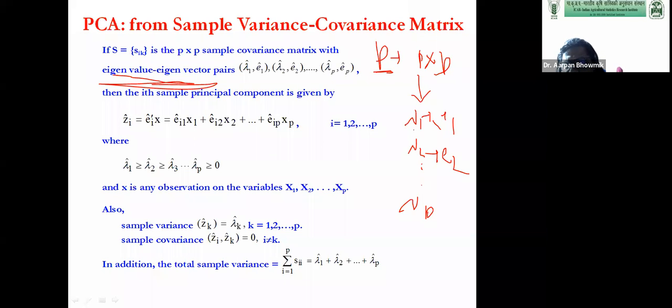So here, if lambda 1 is the first eigenvalue, it doesn't indicate that it will be the first principal component. We have denoted lambda 1 as the highest eigenvalue, followed by lambda 2, followed by lambda p. So you just remember, these eigenvalues are in decreasing order of magnitude. That means the first eigenvalue is the highest, followed by the second one, followed by the third one, and all should be greater than or equal to 0.